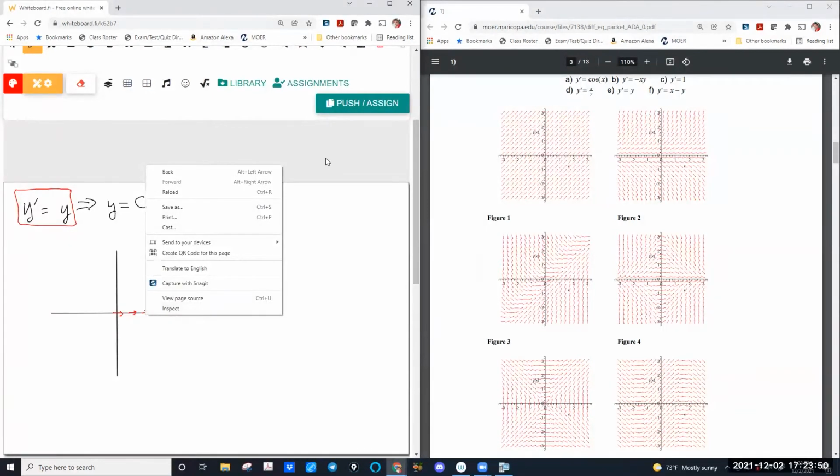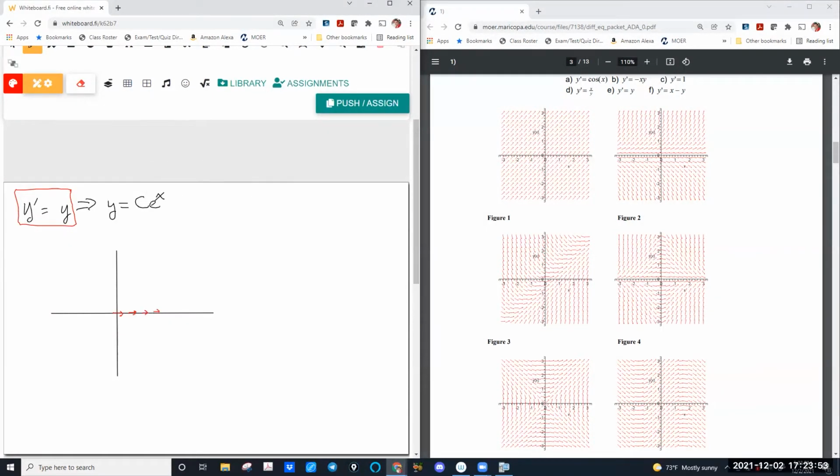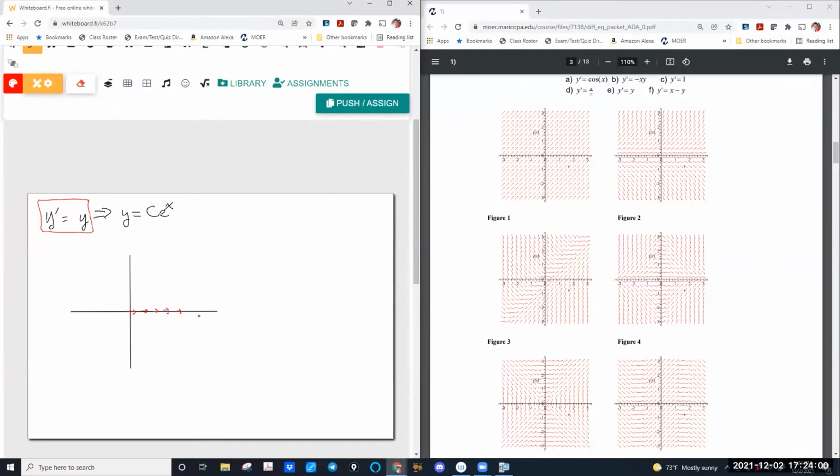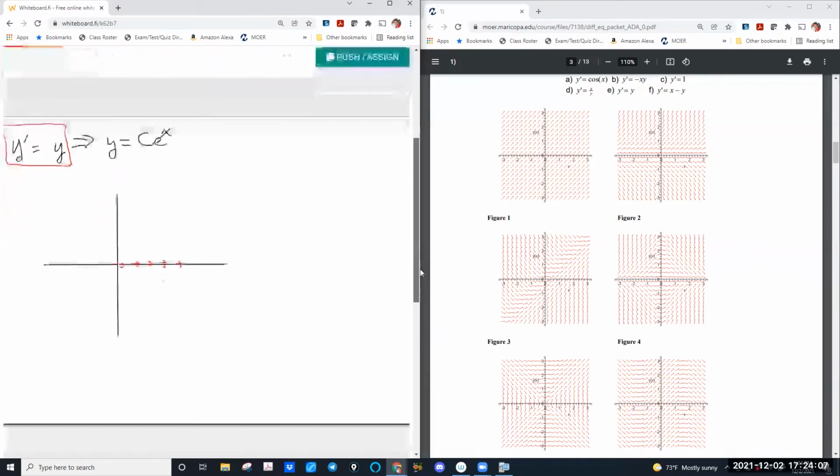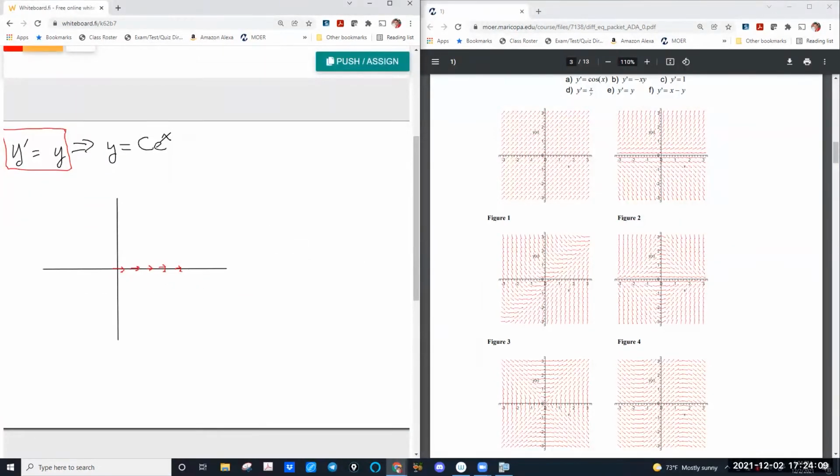So what we end up with is a bunch of lines with a slope of 0 along the x-axis. Okay, well, that's good. Not the most interesting thing, but let's see how this plays out as we go to other places. Well, what if we come up here to the point (0, 1)?